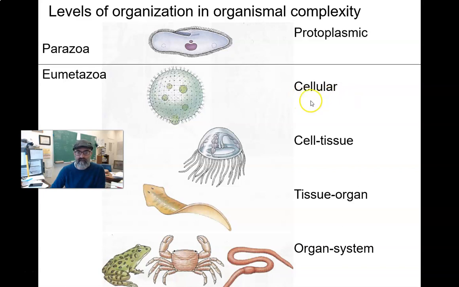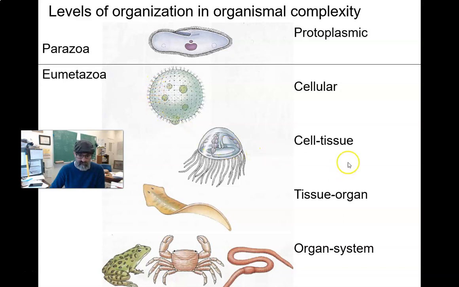At the cellular level of complexity, we have multiple cells. This is, I think, called a volvox. These are multiple cells living together in association. But the cells are largely independent of each other. The cells are not feeding each other nutrients. They are not communicating with each other per se. They are multicellular, but the cells are not organized into anything above that level.